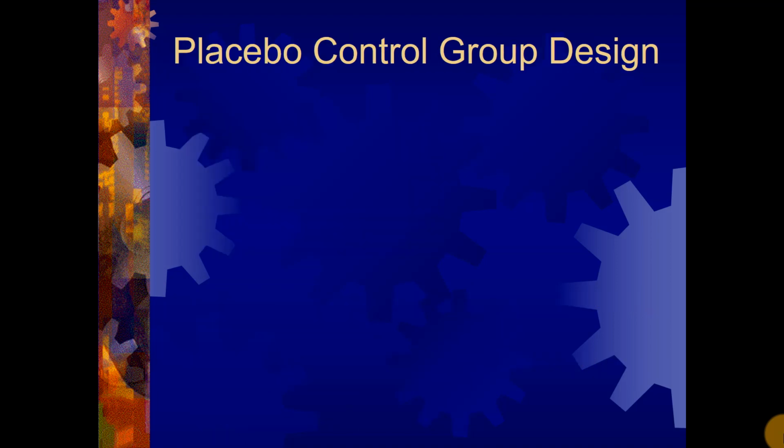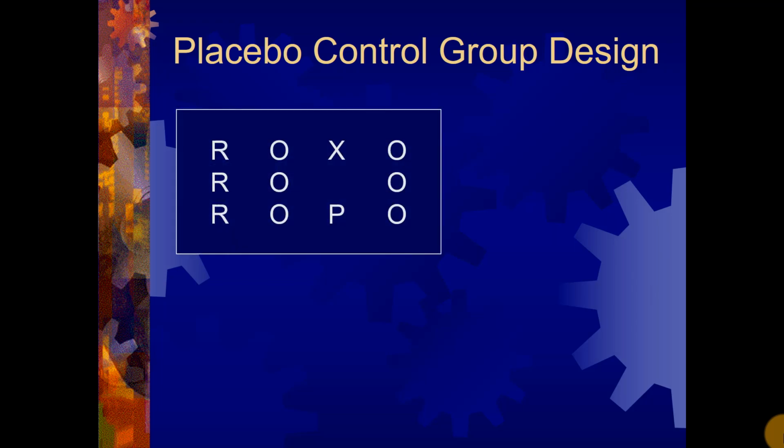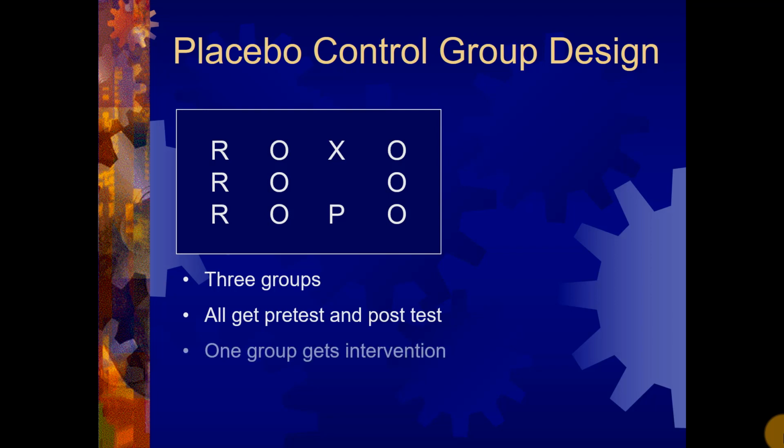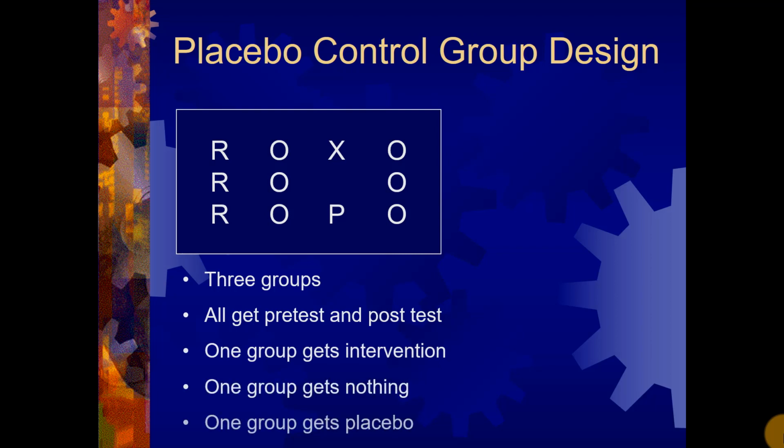Okay, the placebo control group design. And as you're probably seeing with this video and the previous one, all of these designs are trying to improve upon themselves to account for anything that might affect the outcomes at post-test. So here we have the placebo control group design. We have 3 rows, so we have 3 groups. They are all randomly assigned and they all get a pretest and a post-test. One group gets the intervention, one group gets nothing, and one group gets a placebo.